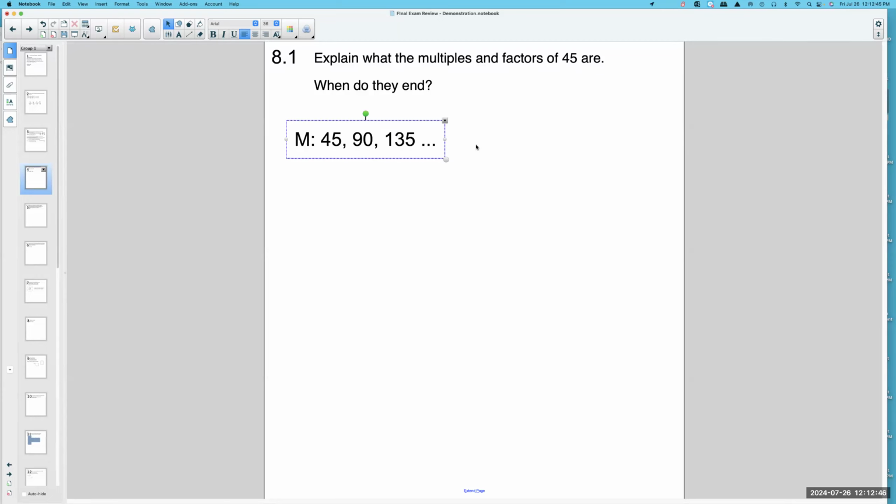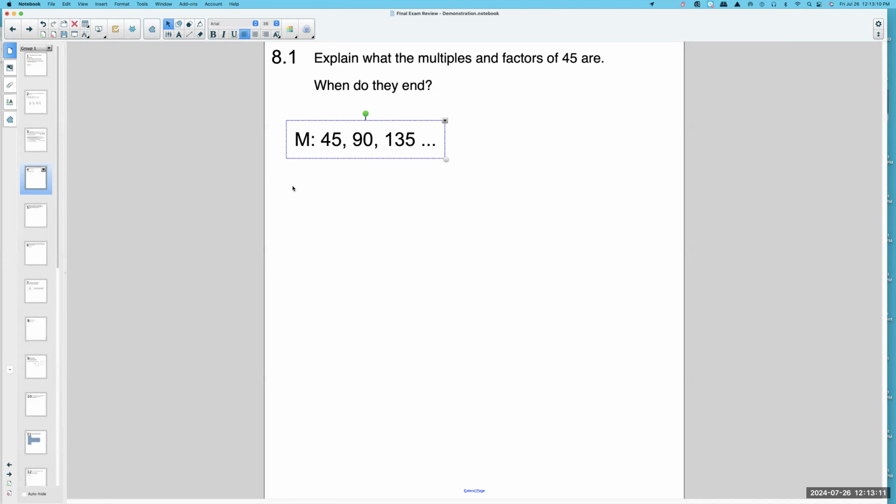So to explain what a multiple is, it's when I multiply a counting number by the number infinitely. Okay. You can also say they're the numbers that the given number goes into. So 45 goes into 45, 45 goes into 90, 45 goes into 135. And when I say goes into, I mean with no remainders, okay?